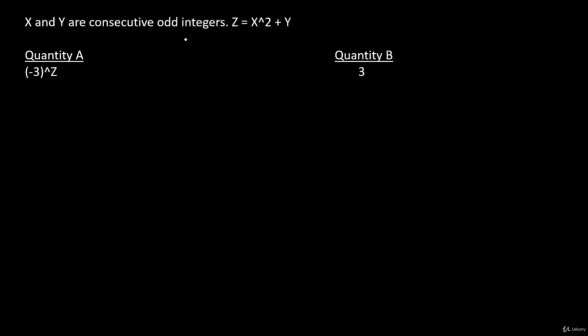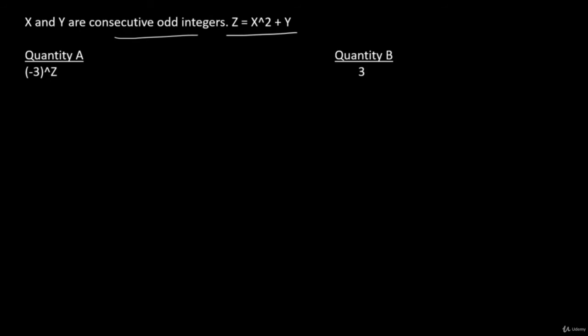Let's do this question. X and Y are consecutive odd integers. Z is equal to x square plus y. Quantity A is minus 3 to the power z and quantity B is 3. Alright, pause the video, give it a try, and then let's do it together. Alright, we are back. I hope you have given it a try.